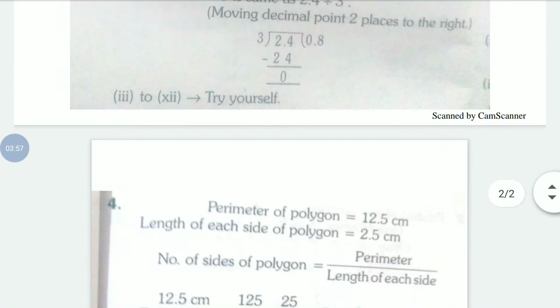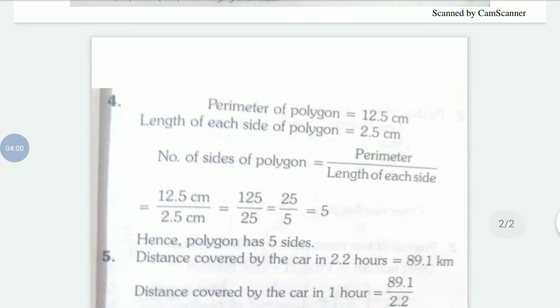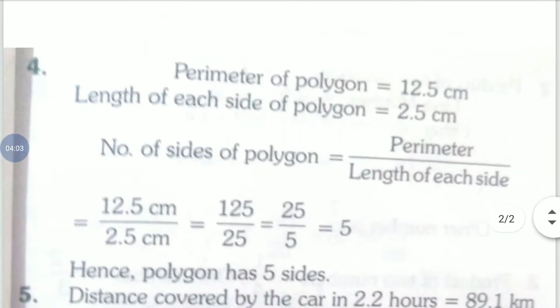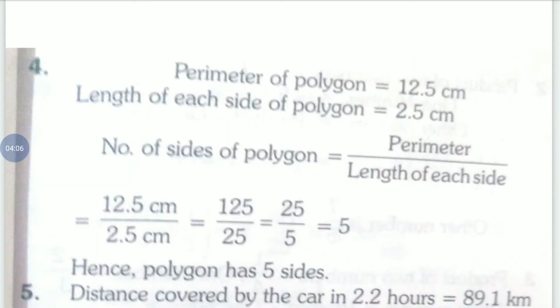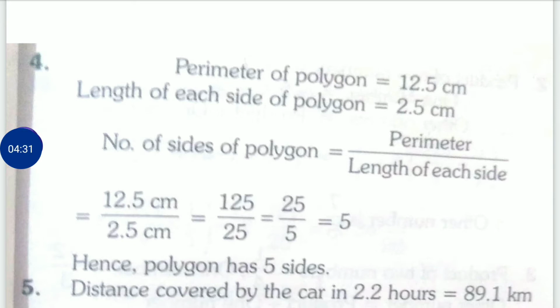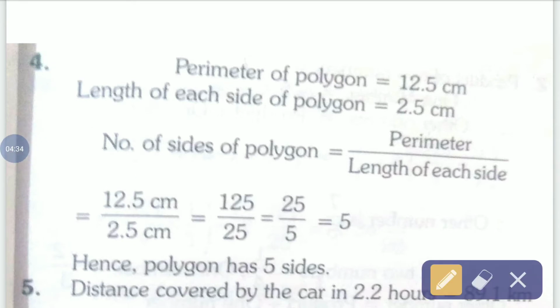We will see the fourth example. In the fourth example, it is a word problem. It is given that each side of a regular polygon is 2.5 centimeter in length. The perimeter of the polygon is 12.5. How many sides does the polygon have? You have to tell how many sides the polygon has. So the perimeter of the polygon is 12.5 centimeter.